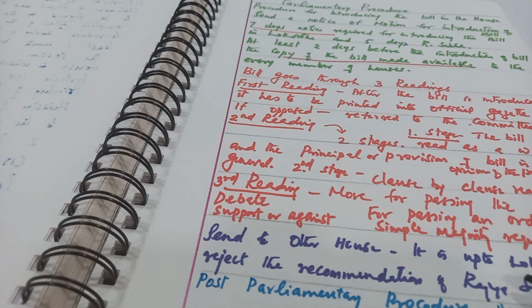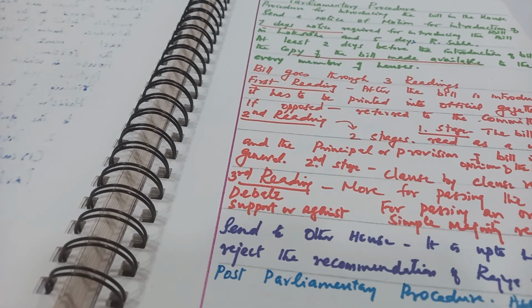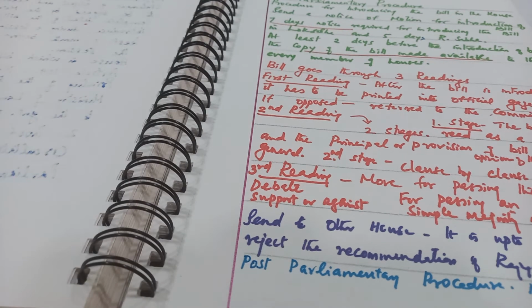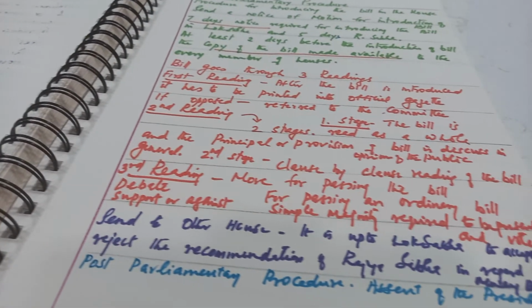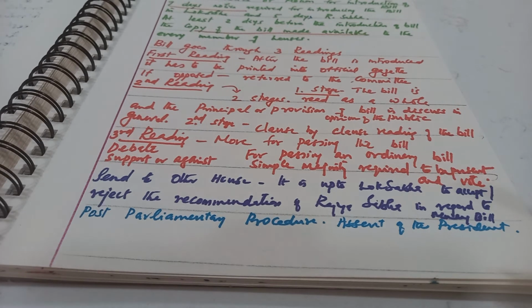It is up to Lok Sabha to accept or reject the recommendation of Rajya Sabha in response to the money bill. If it is a money bill, it is up to the Lok Sabha to accept or reject the recommendation of Rajya Sabha. That means the Lok Sabha has the right to pass the bill. Then post parliamentary procedure: assent of the president.